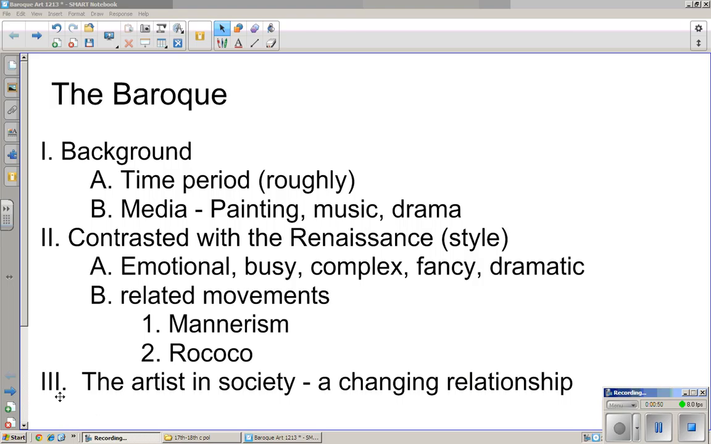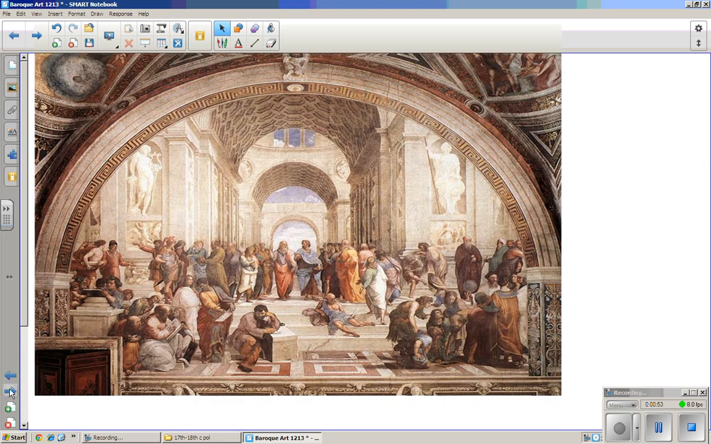Let's revisit the Renaissance to remember where we left off. This is Raphael's School of Athens. Classical subject, three-point perspective, very geometrical, showing off that depth.